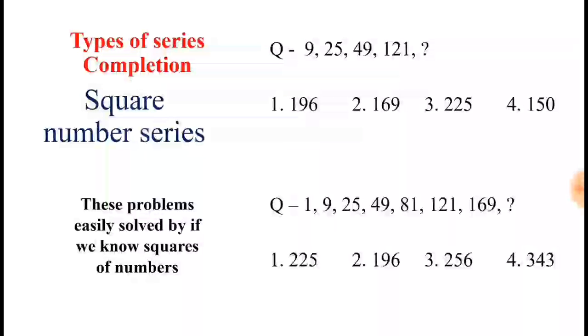Now next, if we check 1, 9, 1 square is 1, 3 square, that means 2 is absent, 3 square is 9, 4 is absent, 5 square is 25, 6 absent, 7 square is 49, then 8 absent, 9 square is 81, and so on. If we check, the number before the question mark is 169, that is the square of 13. That means 14 is dropped, and the next number will be 15. So the square of 15 is 225. The answer is 225.